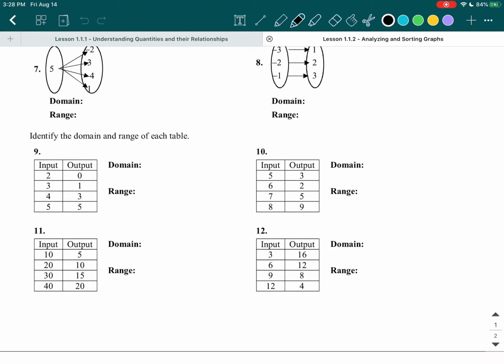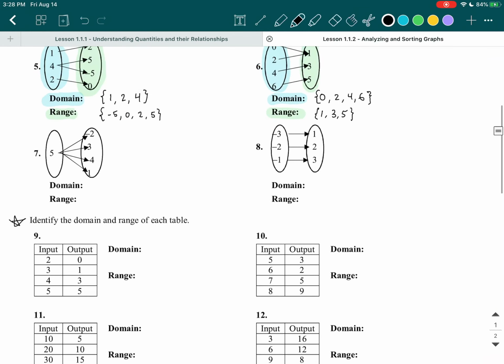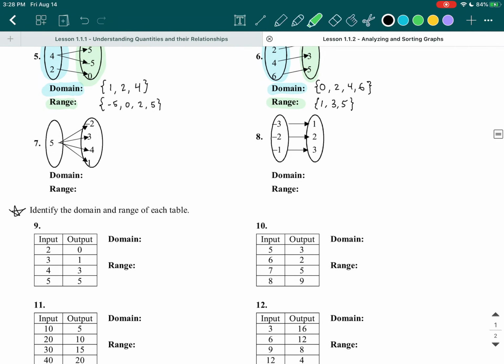Right, so now we're moving on to identifying the domain and range of each table. So that's in our directions. Once again, domain, I want you to remember it relates to the input and range relates to the output. Let me see what colors I used. Okay, I want to make sure I stay consistent in the color. So domain is the blue one. That is going to be your input.